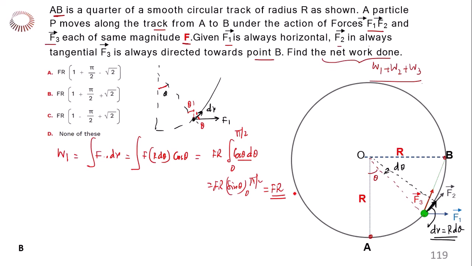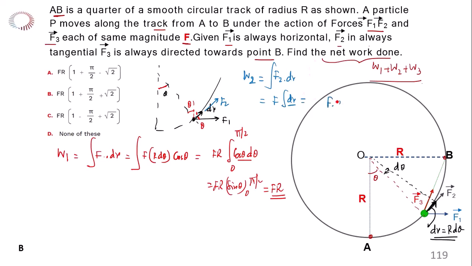Now come to the second force F2. F2 is always tangential, so F2 is along dr. The work done by force 2 is the integration of F2 dot dr. F2 dot dr means the angle is 0 degrees, so F2 dr. F2 is F, so it is F times the integration of dr. The integration of dr is the total path length AB, which is one fourth of the perimeter. The perimeter is 2 pi r, so one fourth is pi r by 2. So it is F into pi r by 2.